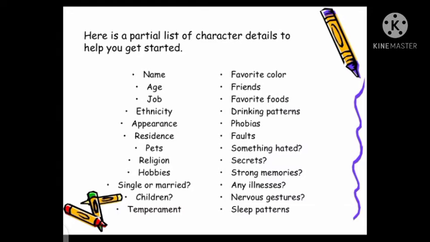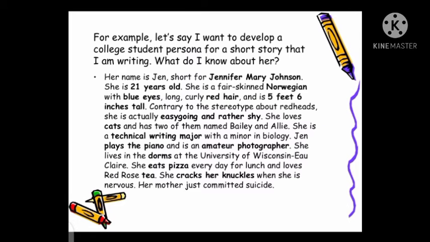Here is a list of character details that can help you to write a character in your story. For example, name, age, job, ethnicity, appearance, residence, pets, religion, hobbies, single or married, children, and temperament. Here is an example of character writing that may help you to develop a character in your story. When you plan to illustrate a character in your story, start by asking yourself some questions. For example, who is your main character? What does he or she like or dislike? What is your character's personality? What does your character look like?